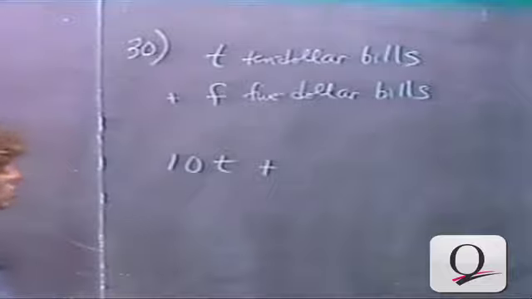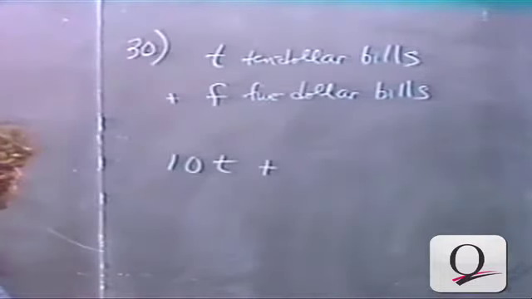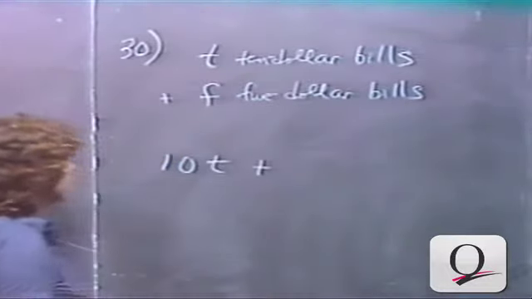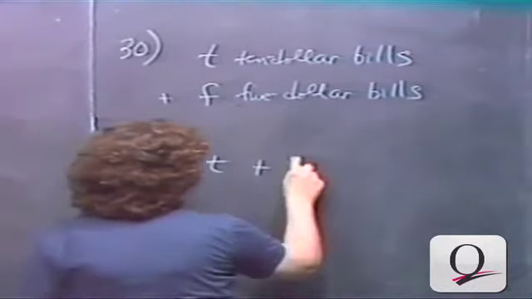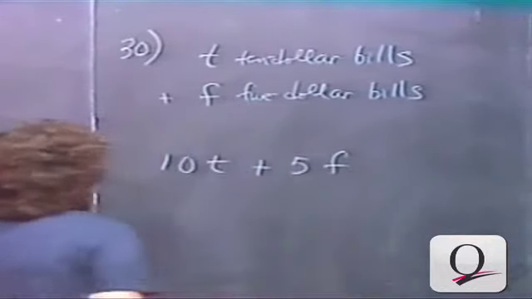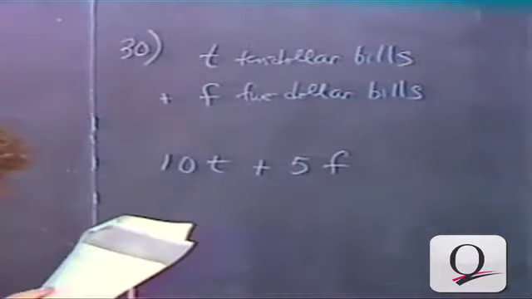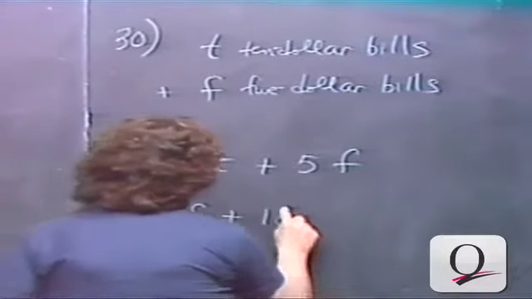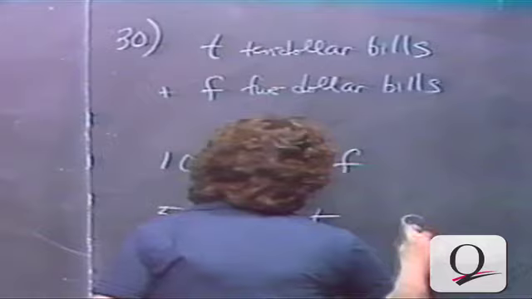One $5 bill is worth $5, two $5 bills, 2 times 5, $10, three $5 bills, 3 times 5, $15, and F $5 bills, 5 times F dollars. So the answer is 10T plus 5F, and I look on the paper and I see that that's not one of the choices, but 5F plus 10T is, and that is in fact choice C.